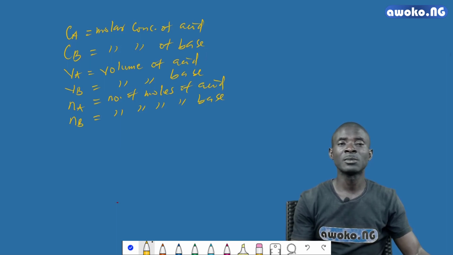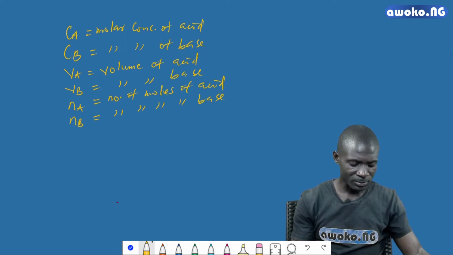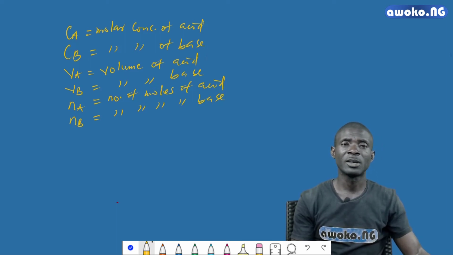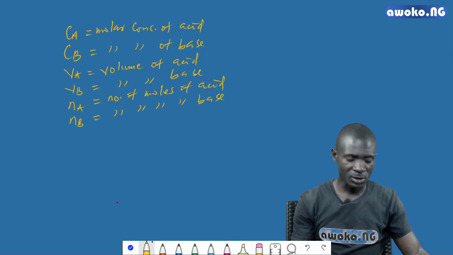So this is a simple formula that can be used to solve questions involving volumetric or quantitative analysis. Now, in using this formula, it is very important that before you solve a given question, you must first of all balance the chemical equation. The equation of neutralization must be balanced to obtain the accurate number of moles of both acid and base. It is very, very vital. Okay, so let's take a look at a simple example involving calculations in volumetric analysis.